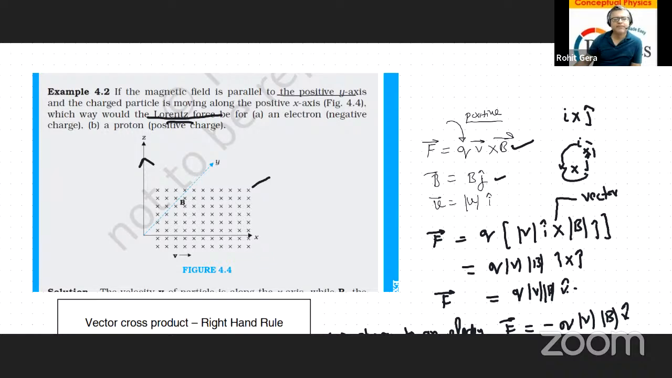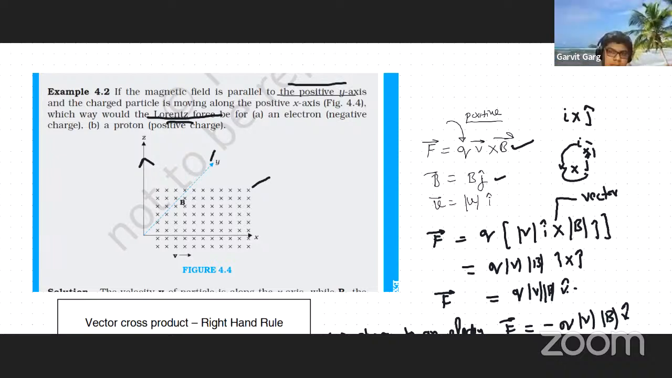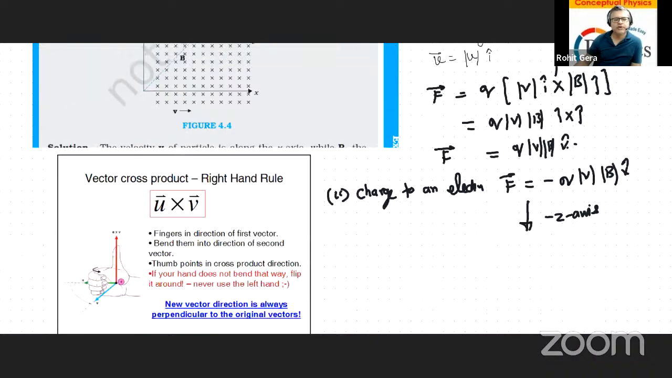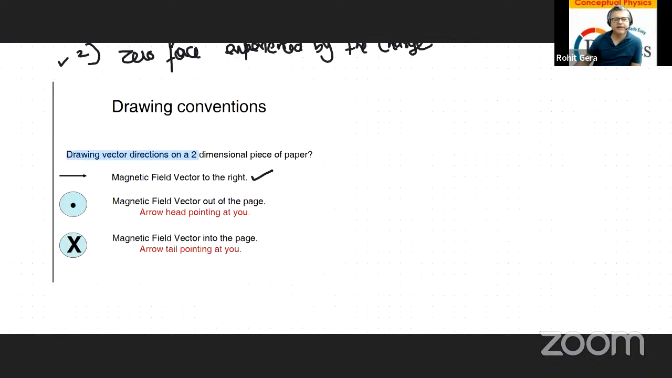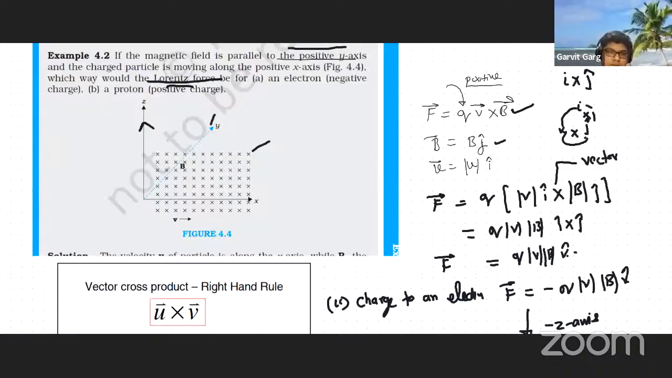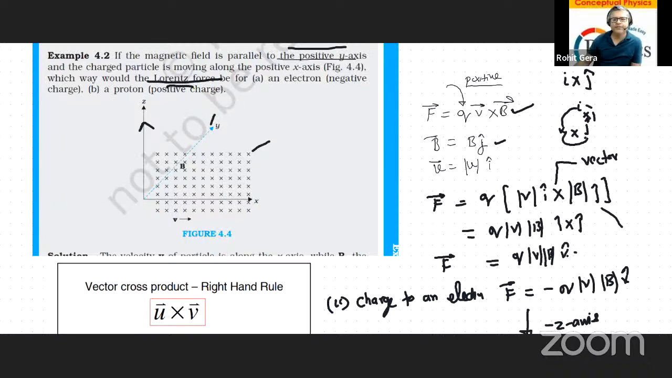Right? So it's parallel to the positive y-axis, which means inwards. This is your positive y-axis. Okay. Be very careful in noticing the cross and the dot that represent the magnetic field. If you are given a dot, it means the magnetic field is out of the page, towards you. Understood? The impact is, if it had been outside, moving out towards you, you would use minus j here.